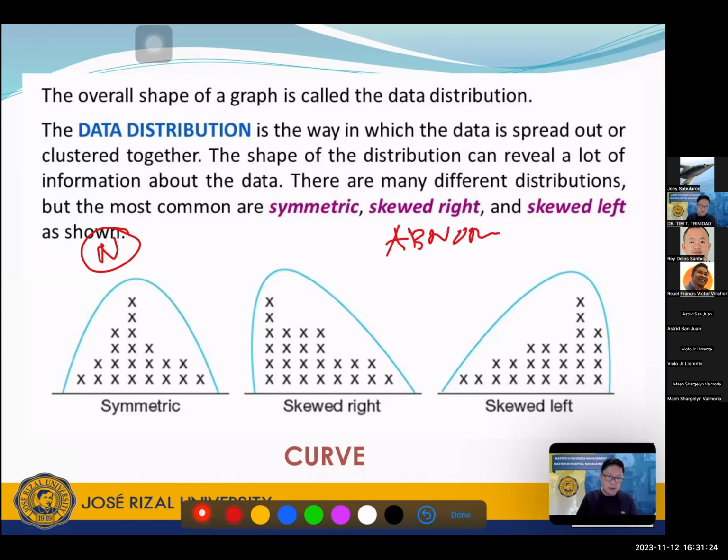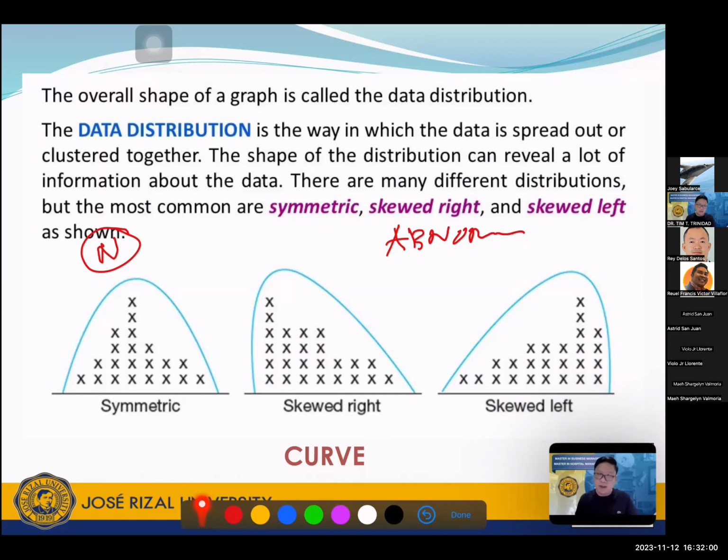So abnormally distributed if there is no symmetry. So ibig sabihin meron kang mga uneven distribution of data. For a normally distributed data, makikita mo it is evenly distributed. So most of your data are located at the center. For an abnormally distributed data, your data will gravitate from one side to the other side. This one, most of your data are located on the left. On this one, most of data are present on the right. They are not found in the middle. So those are the normal and abnormally distributed data.